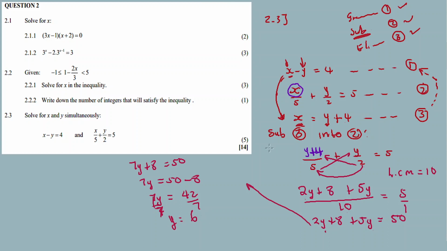Then you take your 6 and substitute back into equation number 3 and find the value of x. Now the value of x is equal to, where there's y I put 6, 6 plus 4, x is equal to 10. This is our final answer.